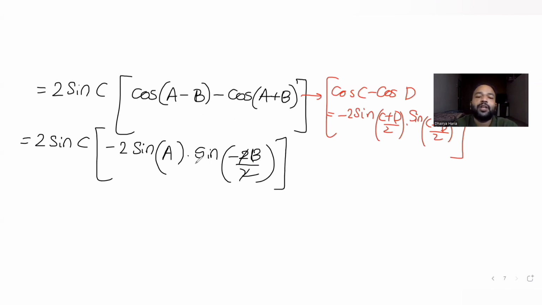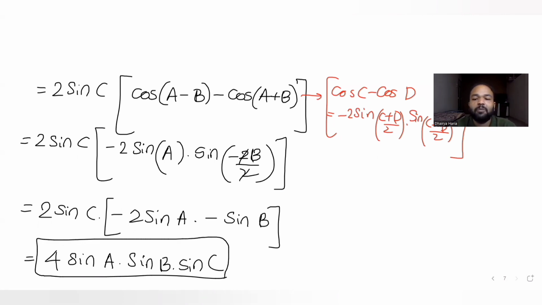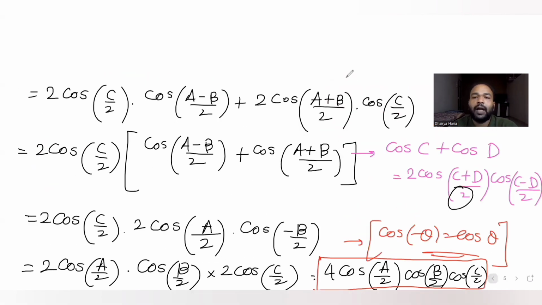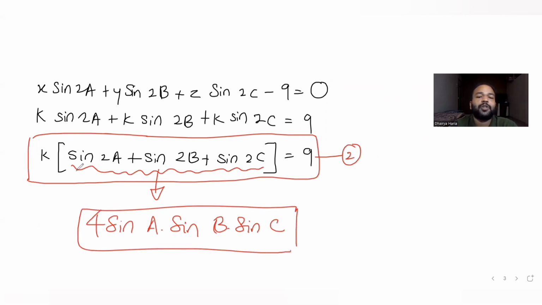You have sine of minus theta, which is nothing but minus sine theta. So 2 sine c into minus 2 sine a into this becomes minus of sine b. So minus into minus becomes plus, and you get 4 times sine A, sine B, sine C. So you have this entire form simplified like this. Now if I put that in the expression which we have here, I can write this as 4 times sine A, sine B, sine C. So I have this entire expression written like this.